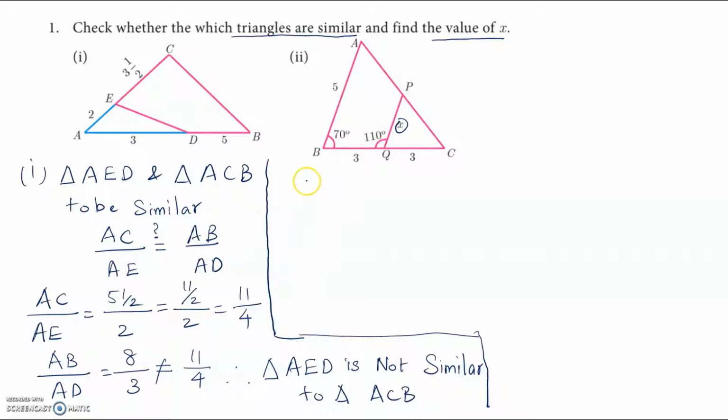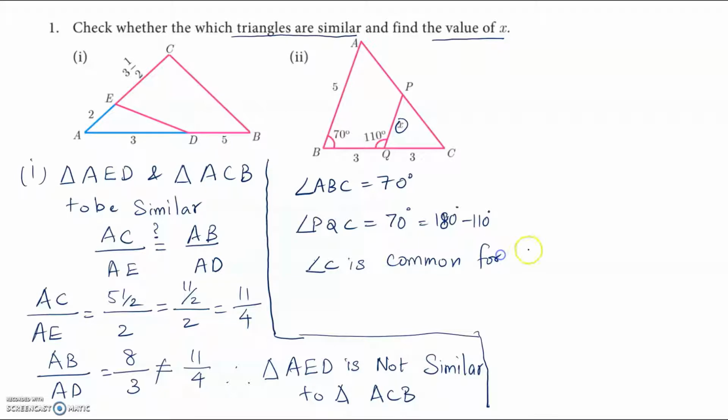Here we can see that angle ABC is 70 degrees and angle PQC is also 70 degrees, which is 180 minus 110. Okay, and you'll also see the angle C is common for triangle ABC and triangle PQC.